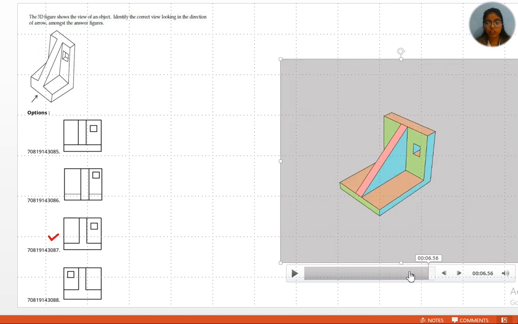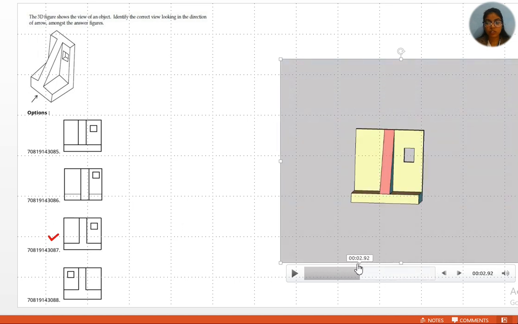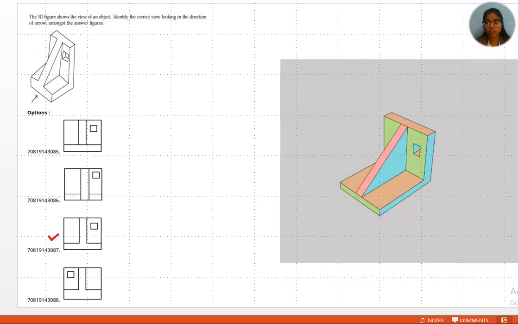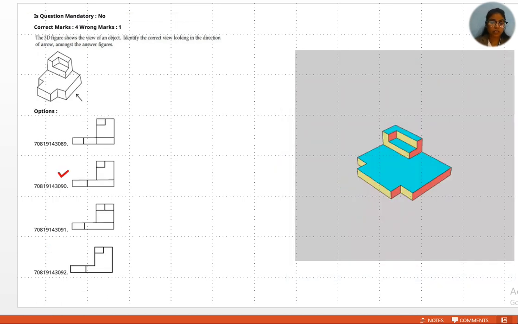So due to this reason, option number C is your correct answer. Okay, the next question is also somewhat the same type of question. First of all, what we need to do? We need to neglect the options given to us. Okay, now just find out the difference.